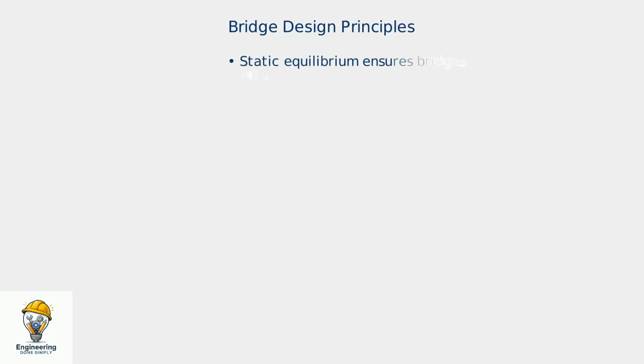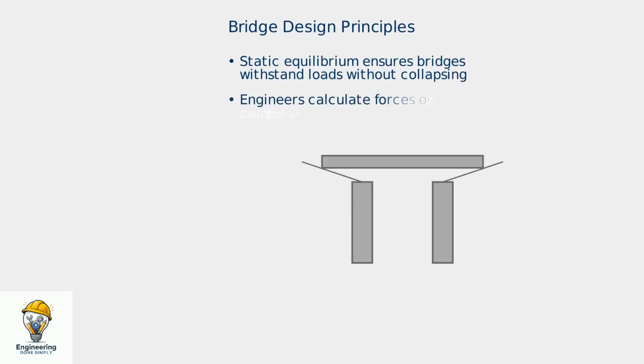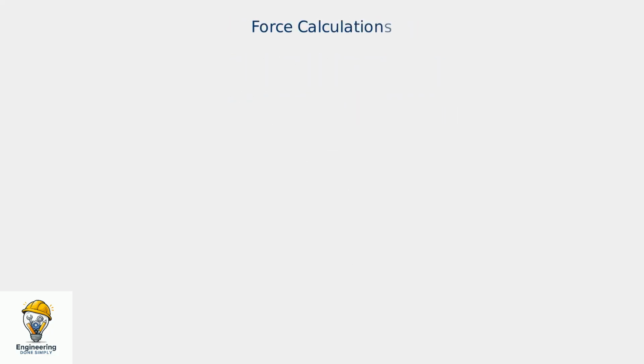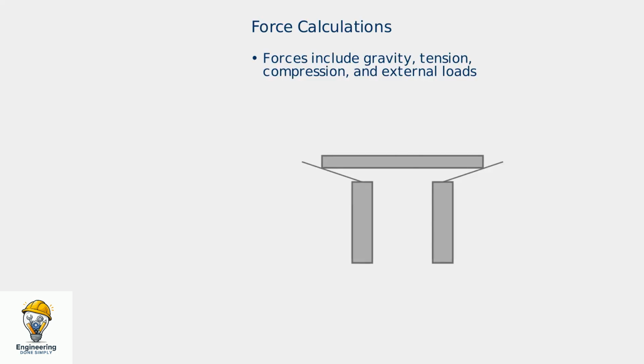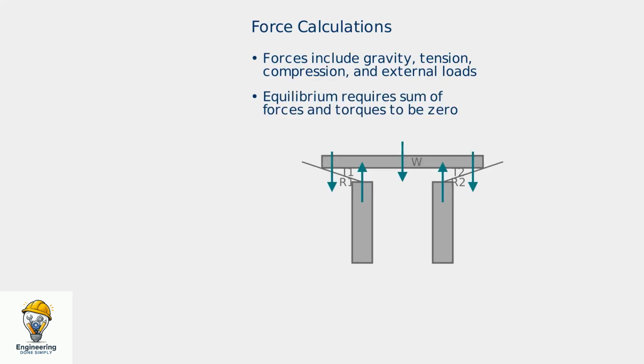Engineers apply static equilibrium principles to design stable bridges that can support heavy loads without collapsing. Engineers calculate various forces acting on bridge components, including gravity from the structure's weight, tension in cables, compression in beams, and reaction forces from supports. Static equilibrium requires that the sum of all forces and torques equals zero.